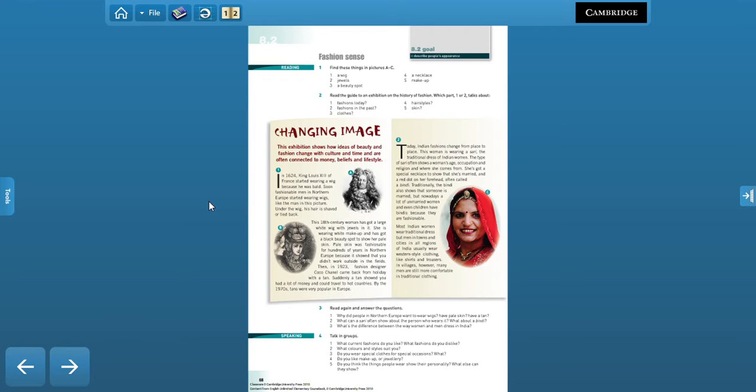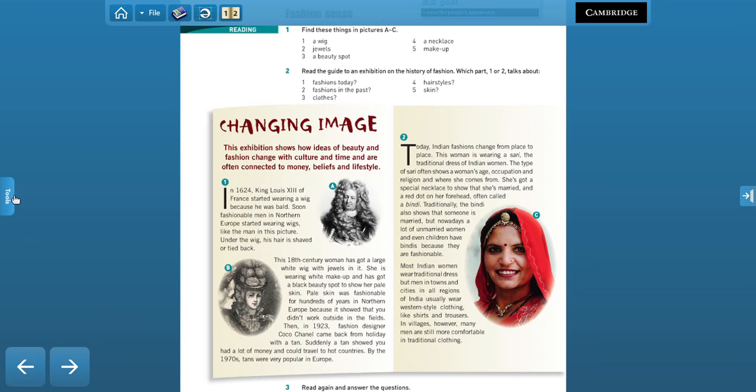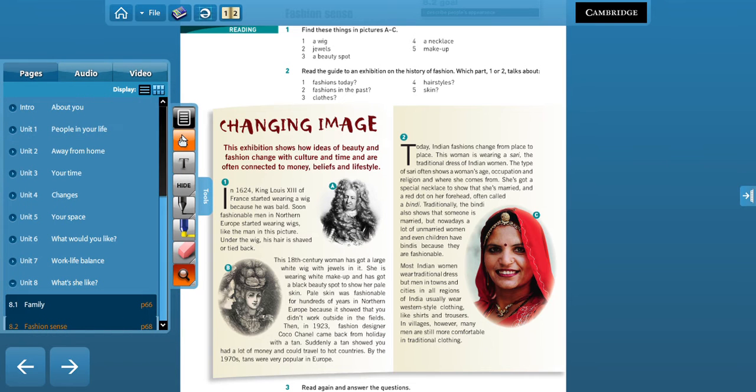In today's opportunity, we're going to be studying lesson 2 of unit 8, What's She Like? In the last video lesson, we talked about personality adjectives and family members. In this opportunity, we're going to be moving on to talk about appearance, physical appearance. So, for the first part of the lesson, we have a reading activity. It is called fashion sense.